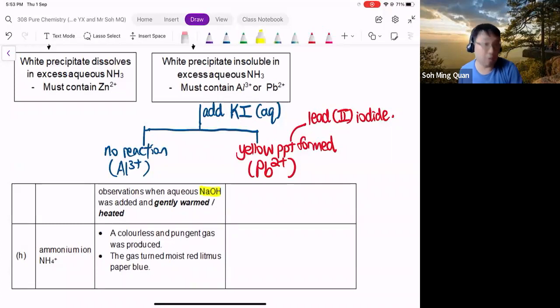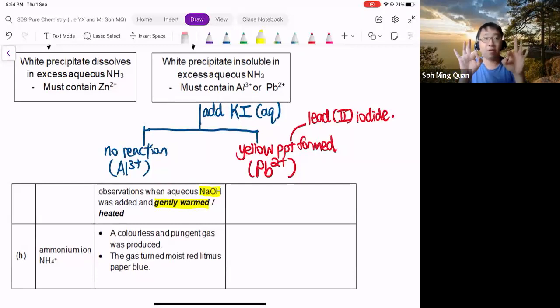Clues like adding NaOH and gently warming it tell you that it's an ammonium ion test. So the examination instructions, as you do the practical, you have instructions to follow, right? Step 1, do this. Step 2, do that. Inside the steps, they will actually write down add aqueous NaOH, then gently warm it. So it should come into your brain, okay, add NaOH, gently warm. This is a test for ammonium ions, which should produce ammonia gas. Since it produces ammonia gas, I should prepare red litmus paper.